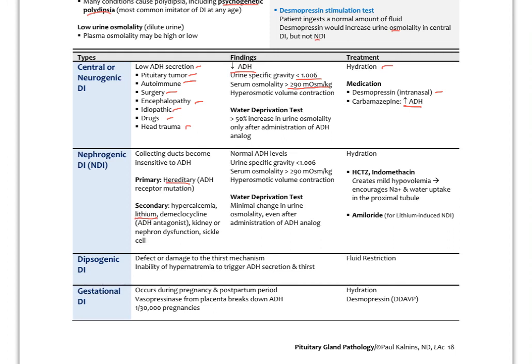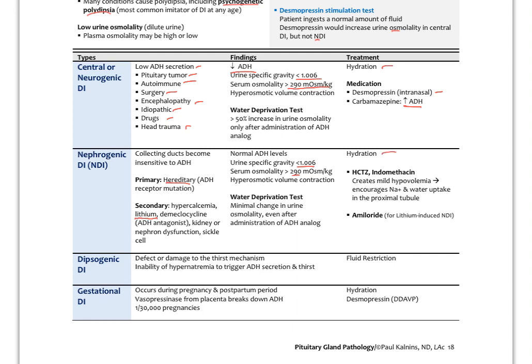So here we have normal ADH levels, usually. Urine specific gravity is going to be low again. We're going to have a high serum osmolality, hyperosmotic volume contraction, but with the water deprivation test, you're not going to see a change in the urine osmolality after administration of desmopressin. And the treatment here is, again, hydration.